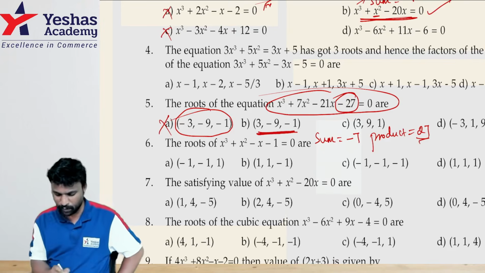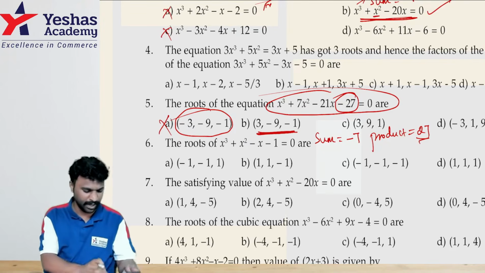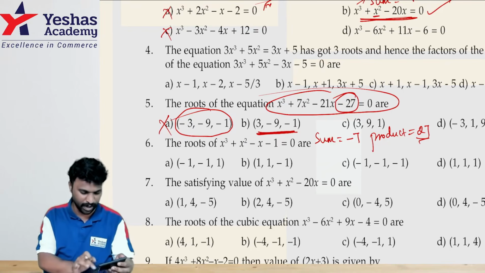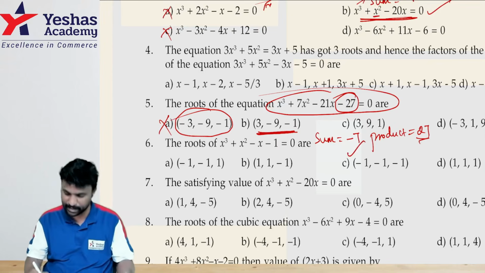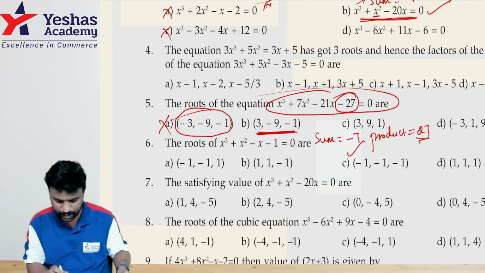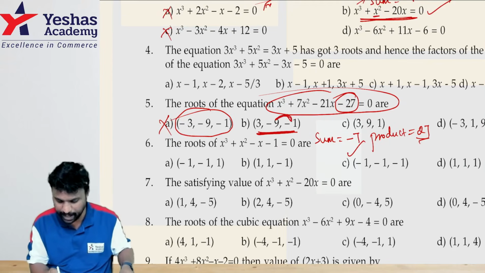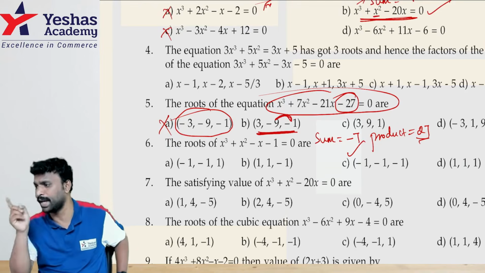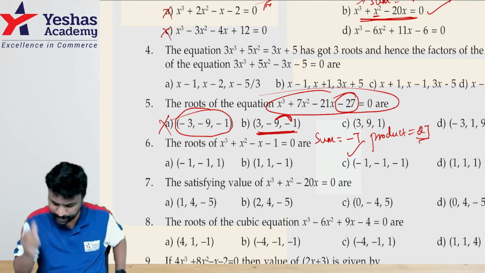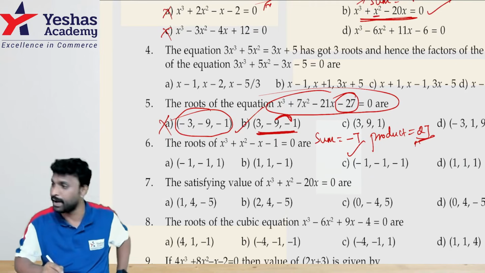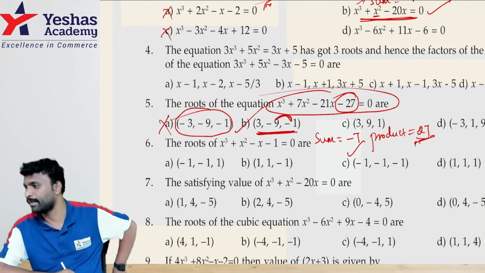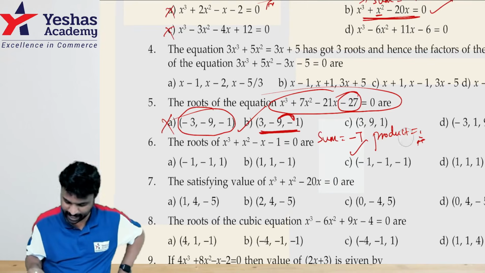How about option B? Will the sum be equal to minus 7? You use a calculator. 3 minus 9 minus 1, which gives you minus 7. So sum is satisfied. And the product. There are two negative signs, when they multiply become what? Positive. So 3 into 9 is 27. 27 into 1 is 27. Product also gets satisfied with option B. Have you understood? Moving on to the next question.